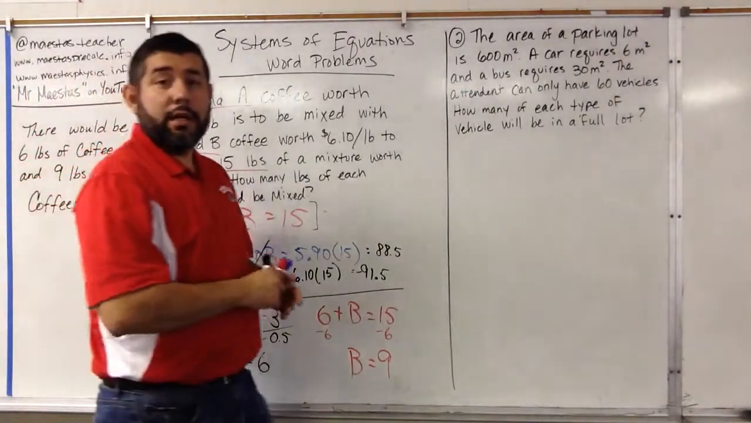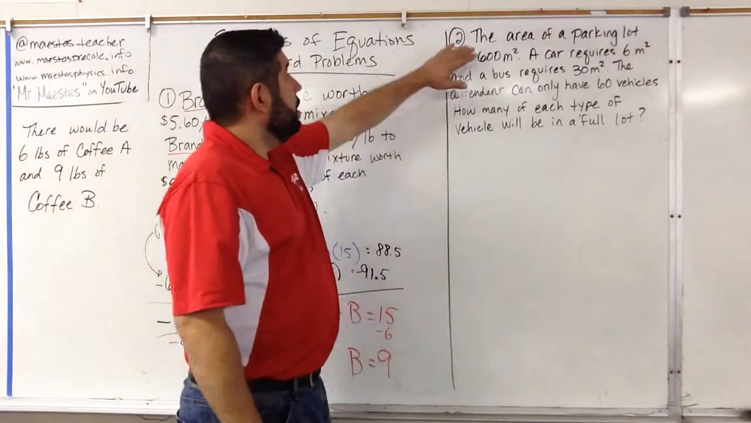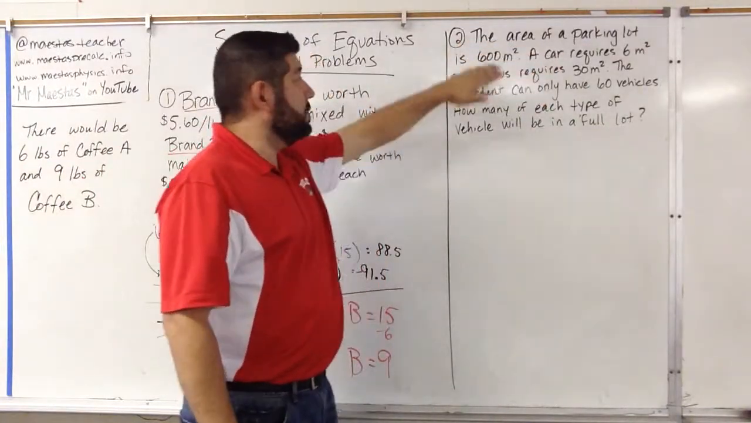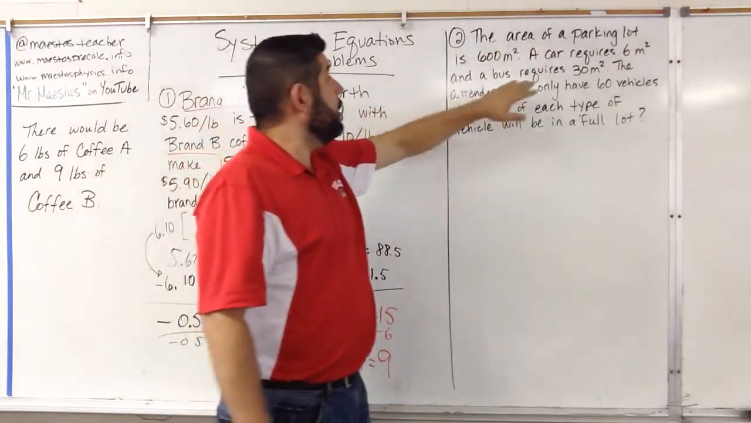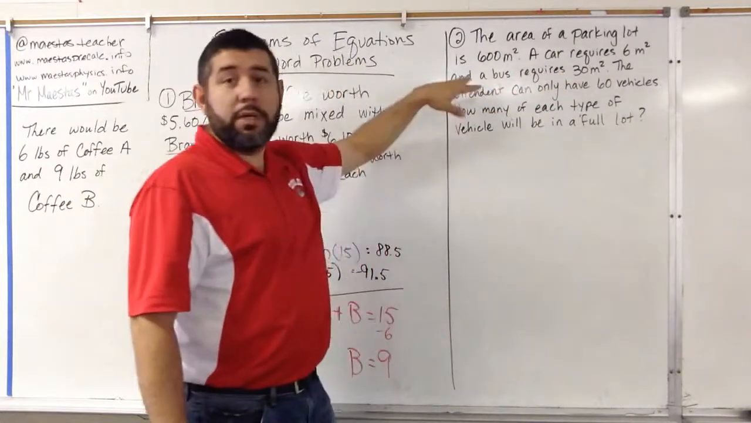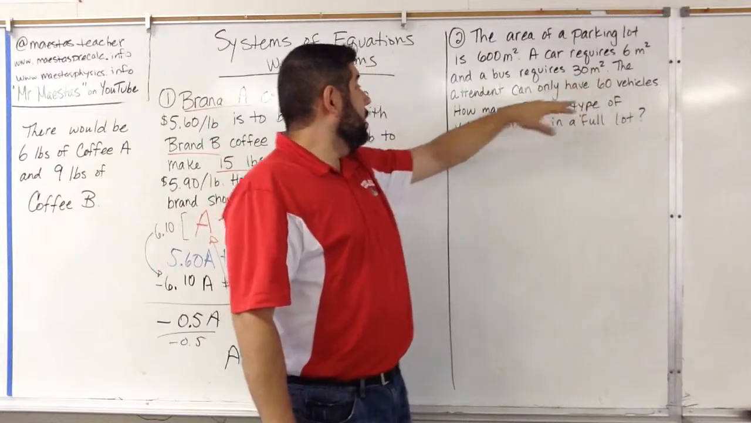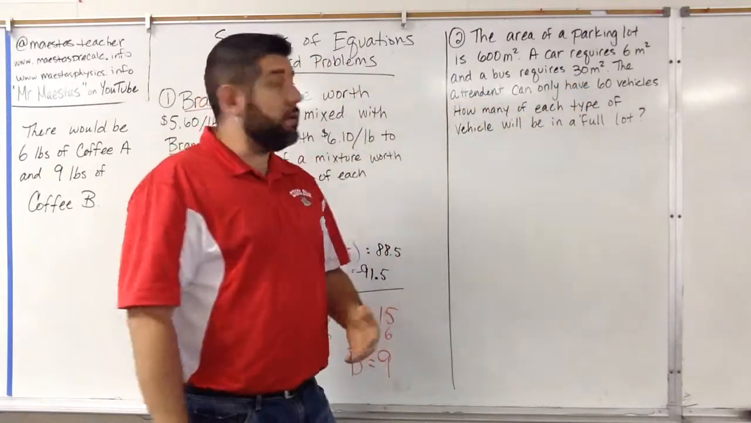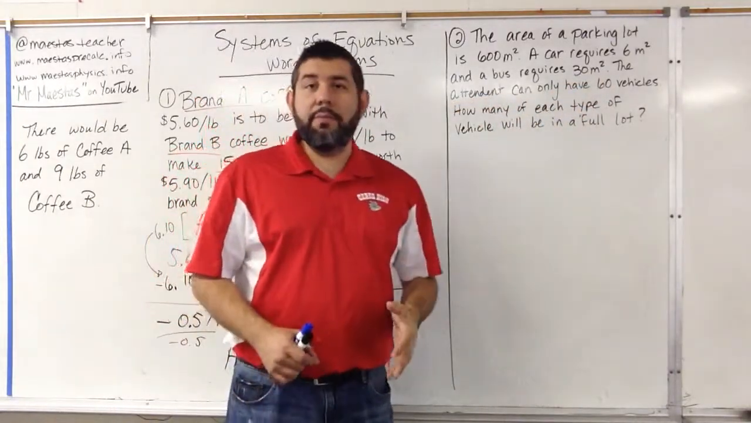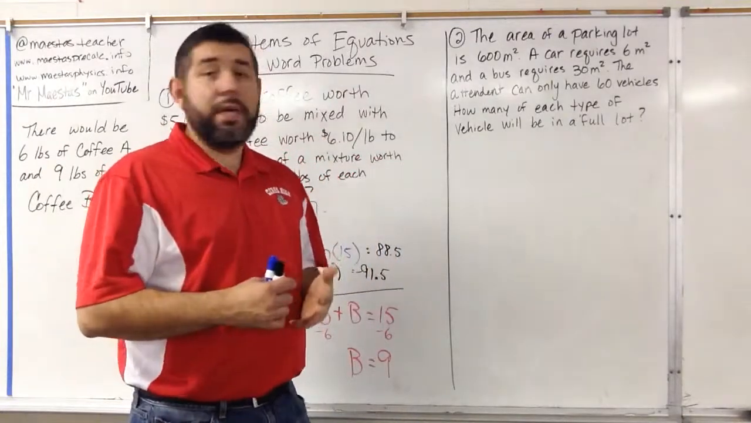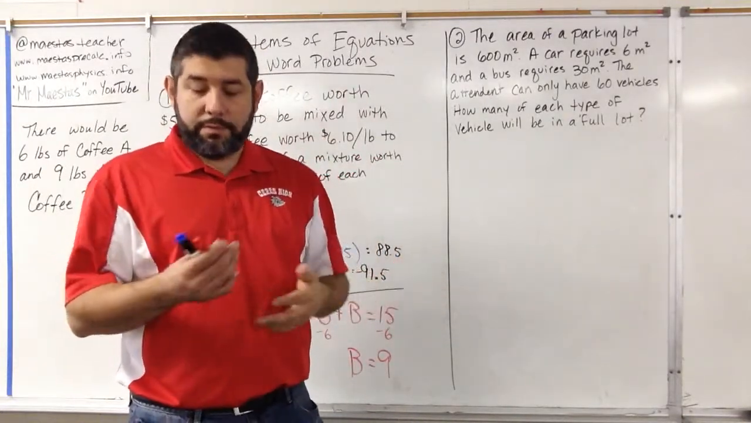Now let's take a look at another example here. The area of a parking lot is 600 meters squared. A car requires 6 meters squared, and a bus requires 30 meters squared. The attendant can only have 60 vehicles. How many of each type of vehicle should there be for the lot to be completely full?